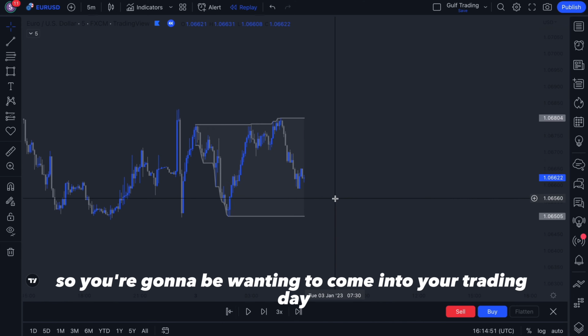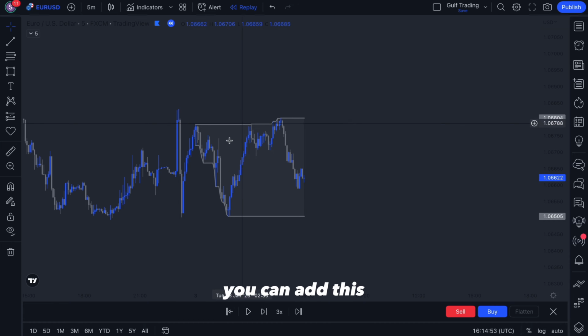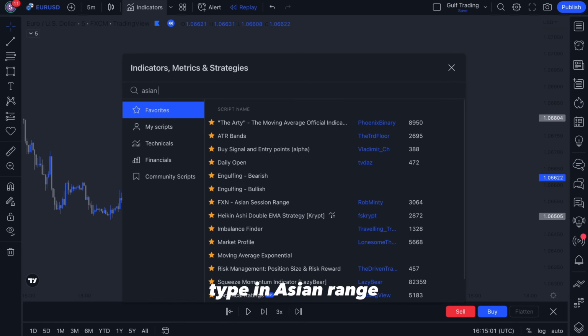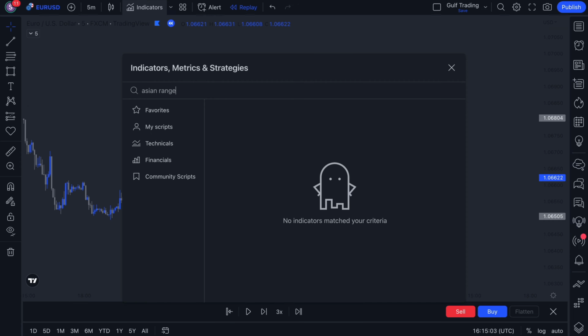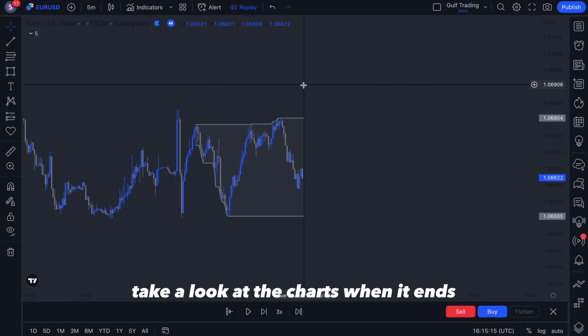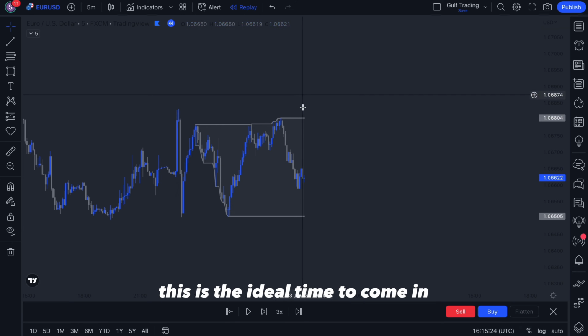So you're going to be wanting to come into your trading day after the Asian session. You can add this indicator here, just this one, Asian range, Nico 948. Just go into the indicator tab, type in Asian range, and it's this one here. And this will highlight the Asian session for you, and you want to come in, take a look at the charts when it ends. If you're able to, this is the ideal time to come in.